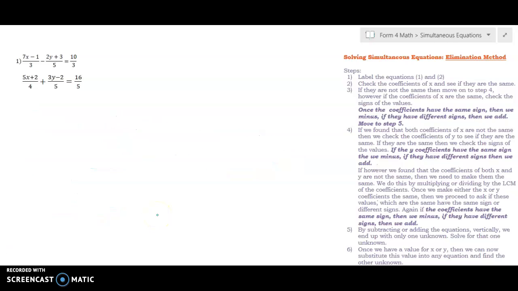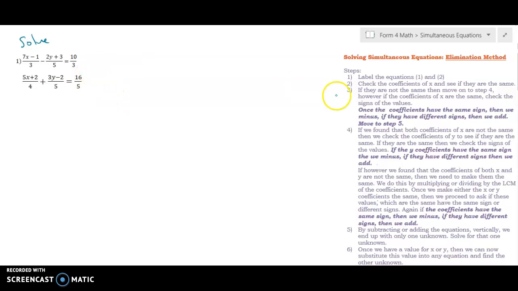So this is our first sum. It says solve these two equations. We have two unknowns, an x and a y. Whatever value of x, it must correspond to these two equations and similarly with y. That's why we call them simultaneous equations, because they exist at the same time.